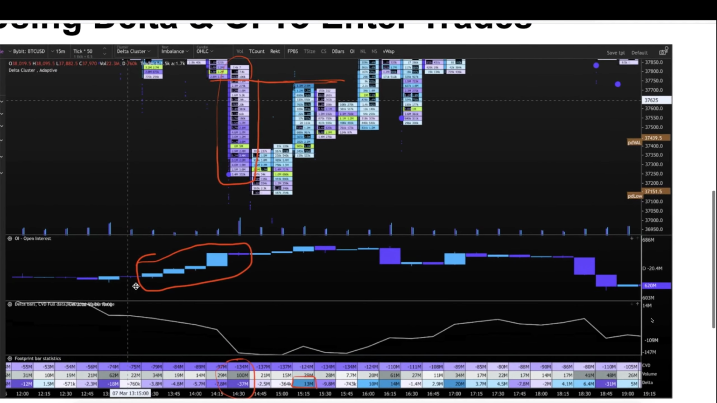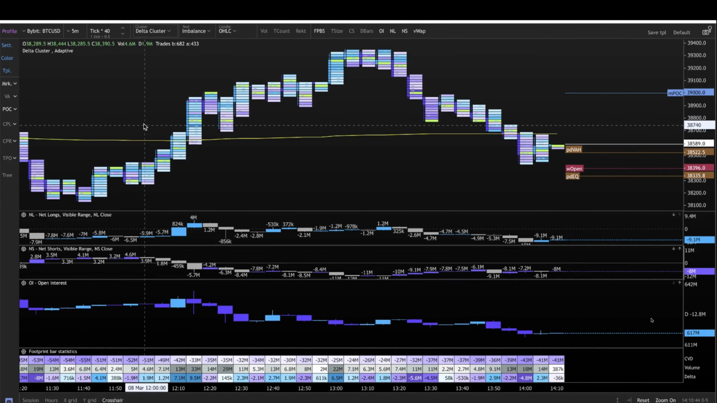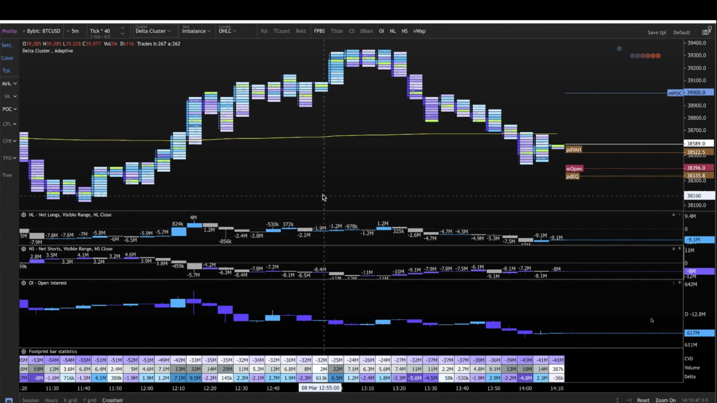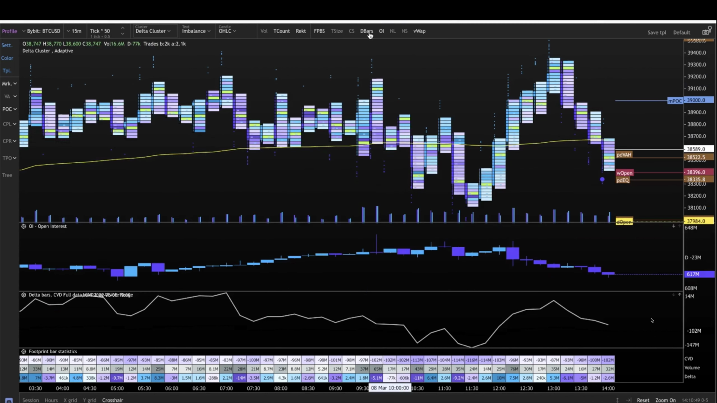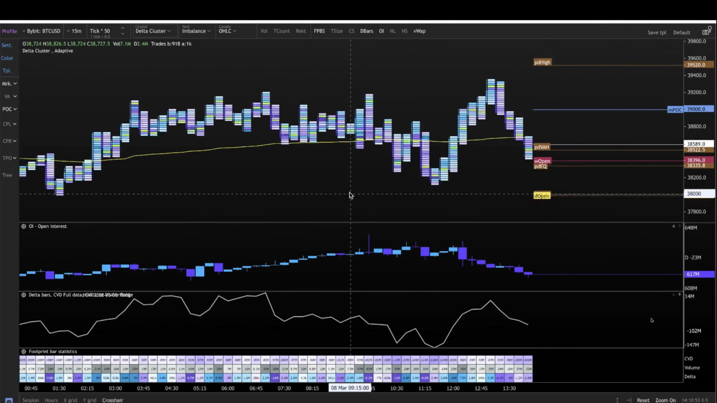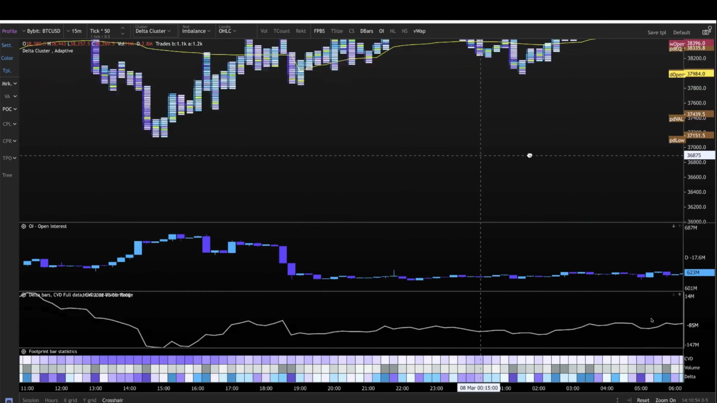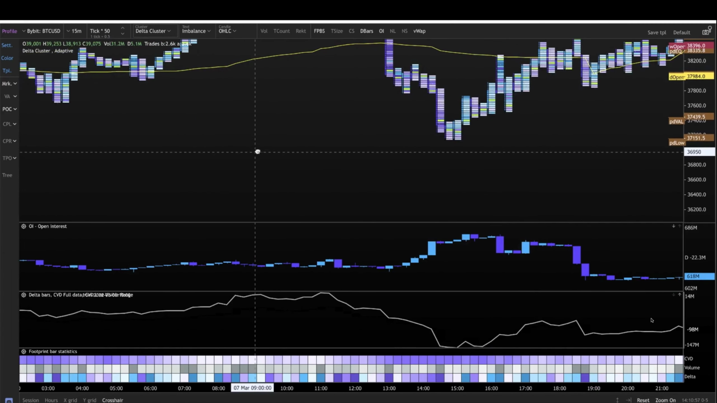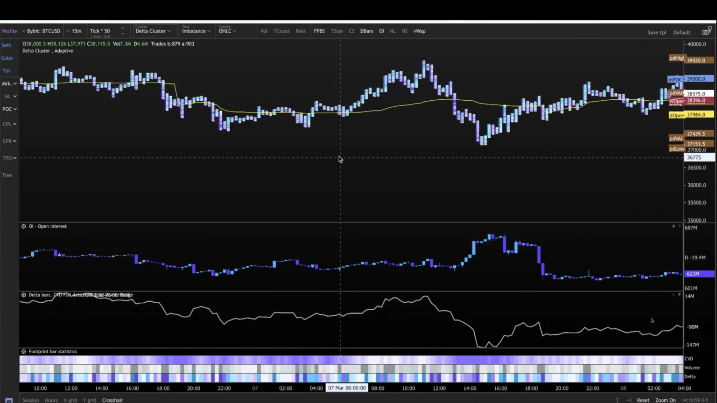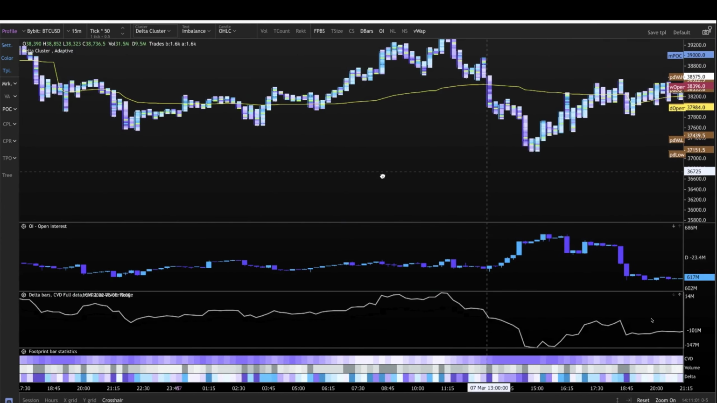Look at this. On the way down, we had open interest increasing, okay? This means new people are opening up their positions. And if we go to the actual chart, and we will go back to that exact place. The exact place. Where was that? It was right here.